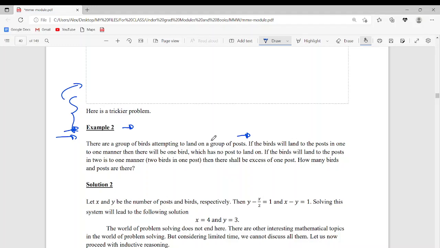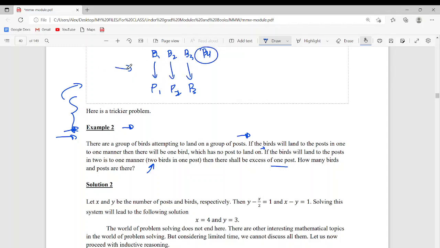The other property is this: if the birds land on the posts in a 2:1 manner, two birds on one post, then there shall be one excess post. For example, we have b sub 1, b sub 2, b sub 3 and b sub 4 as the elements of the birds, and posts p sub 1, p sub 2 and p sub 3. When they go 1-to-1, one bird is left over.